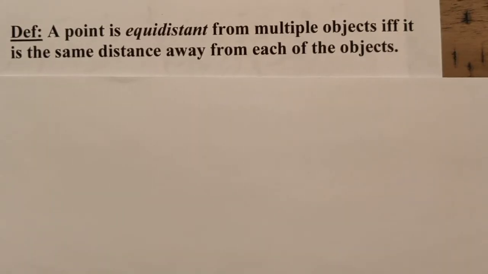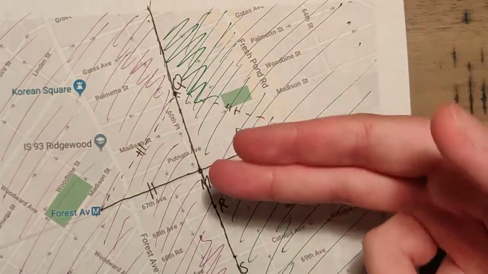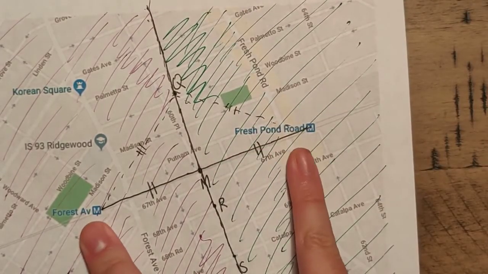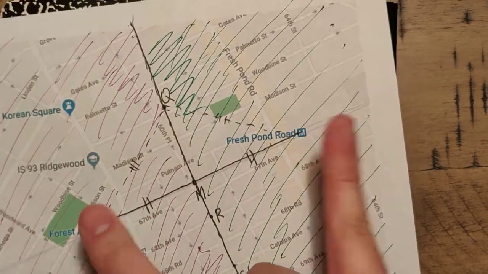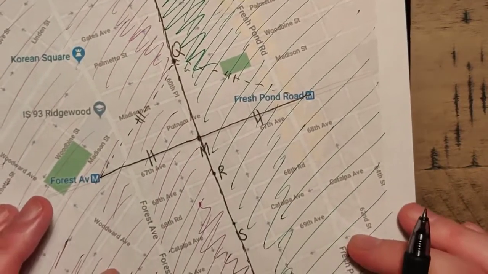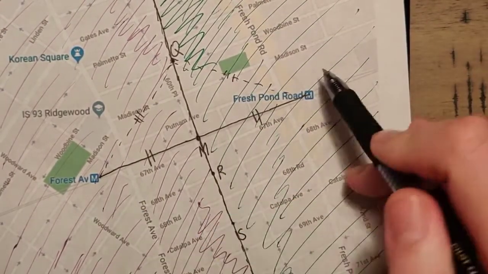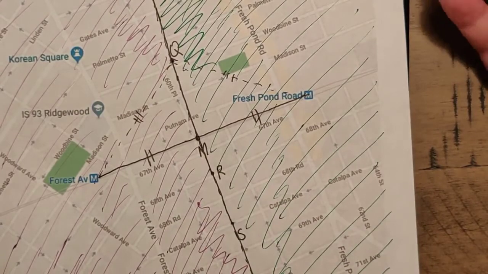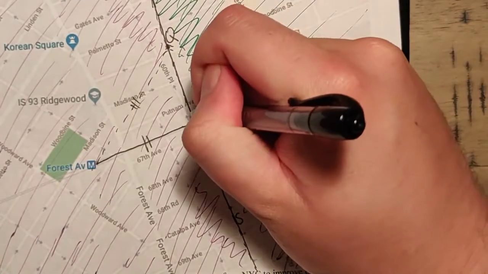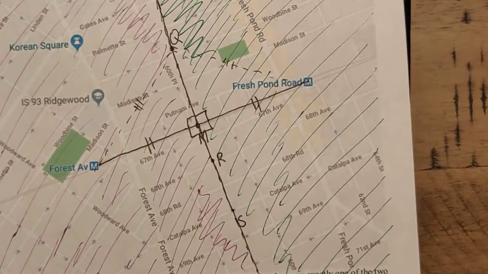If we apply that definition, we can see that Q, M, R, and S, all these points are equidistant from the two endpoints of this line segment, Forest Avenue and Fresh Pond Road. Now, if we look at the black line, let's look at point M. It's pretty clear that this black line is the midpoint of the segment between Forest and Fresh Pond, right? Also note that this black line appears to create right angles here, right here, right here, right here. It looks like there are a bunch of right angles.